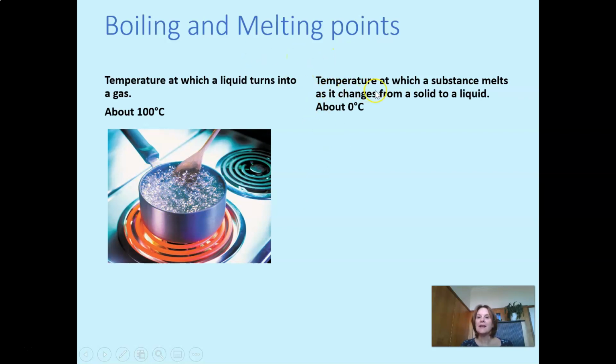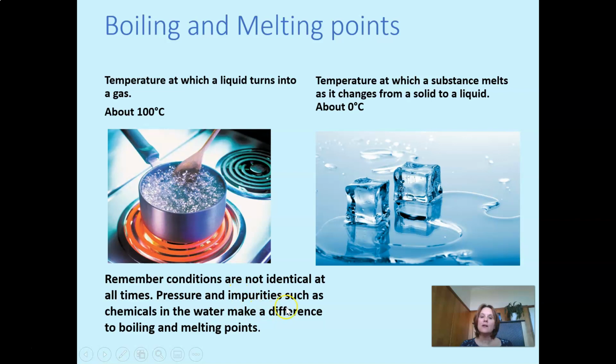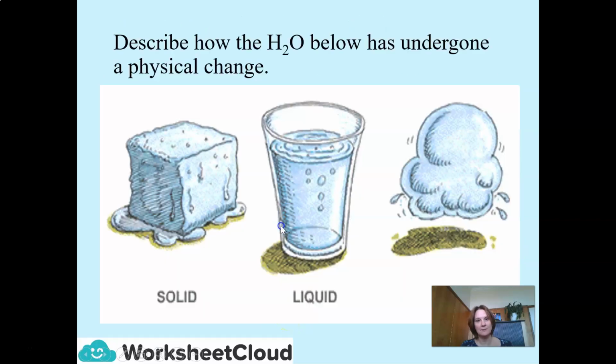Melting point is the temperature at which a substance melts as it changes state from a solid to a liquid. And again, I say at about 0 degrees Celsius. Here we have a block of ice with the melting point of 0 degrees Celsius. Why do I say about 100 and about 0? Because the conditions are not identical, grade 7, at the same time. Pressure and impurities, such as chemicals in the water, make a big difference to boiling and melting points.